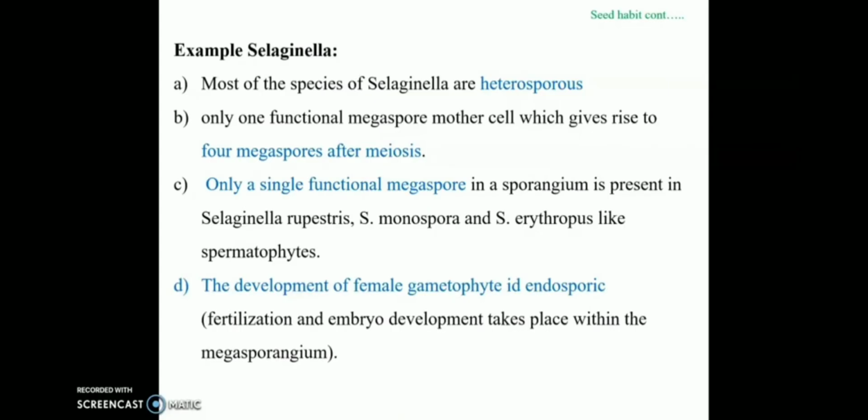For example, most of the species of Selaginella are heterosporous. Only one functional megaspore mother cell gives rise to 4 megaspores after meiosis. Only a single functional megaspore in a sporangium is present in Selaginella rupestris, Selaginella monosperma, and Selaginella erythropus, like in seeds. Development of the female gametophyte is endosporic. Fertilization and embryo development take place within the megasporangium.